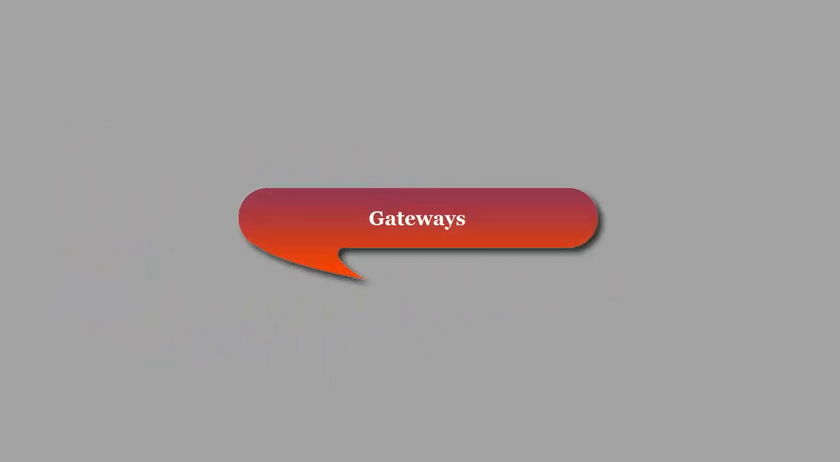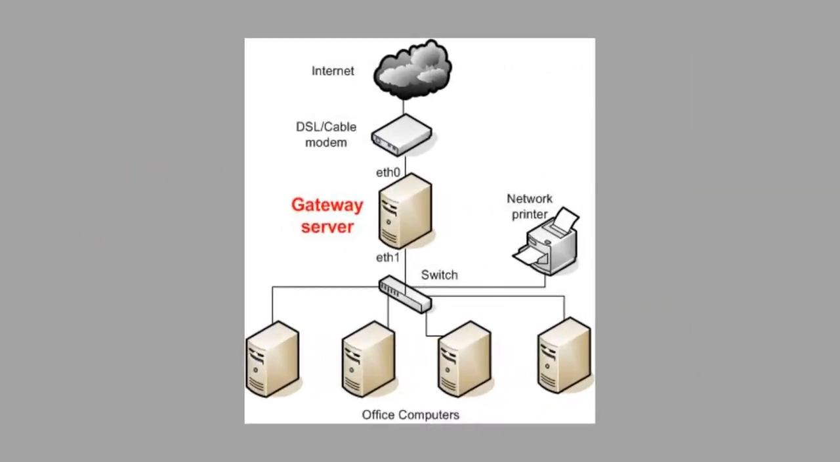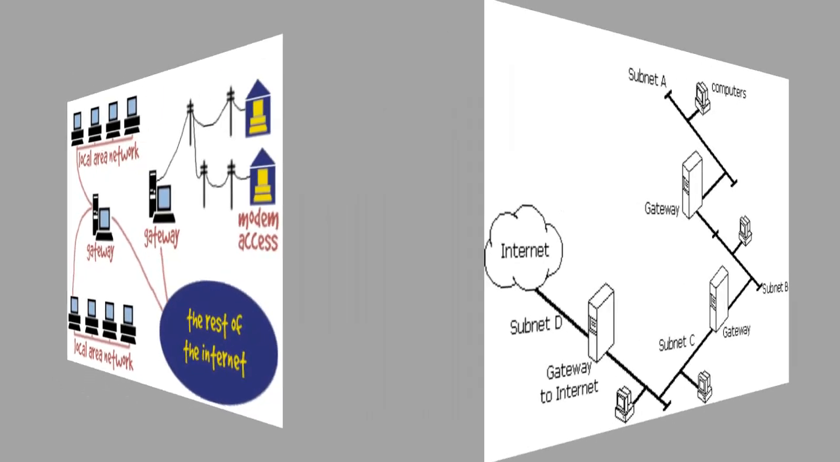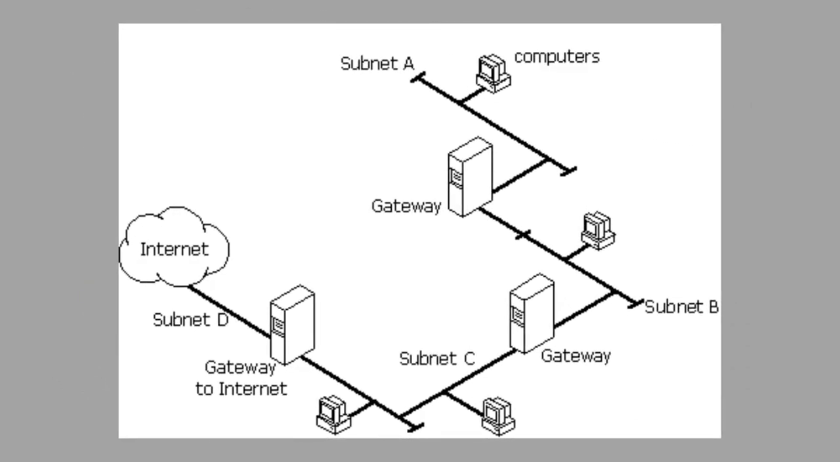Gateways. Gateways are used to connect different types of networks. Since two networks may not share a common protocol, these devices translate each network's protocol so the other network can understand the data.